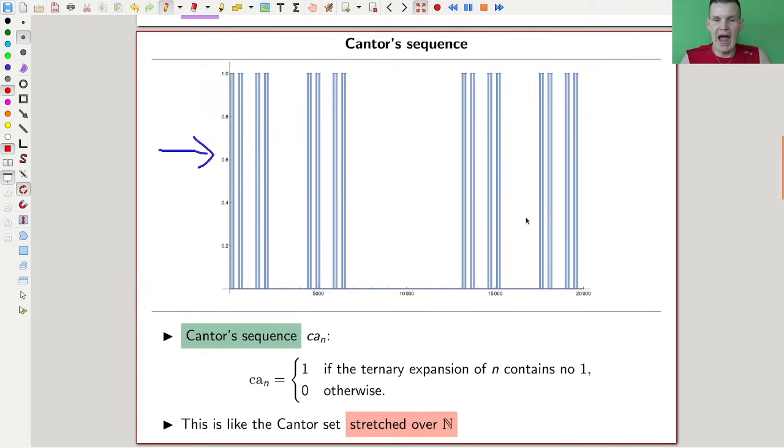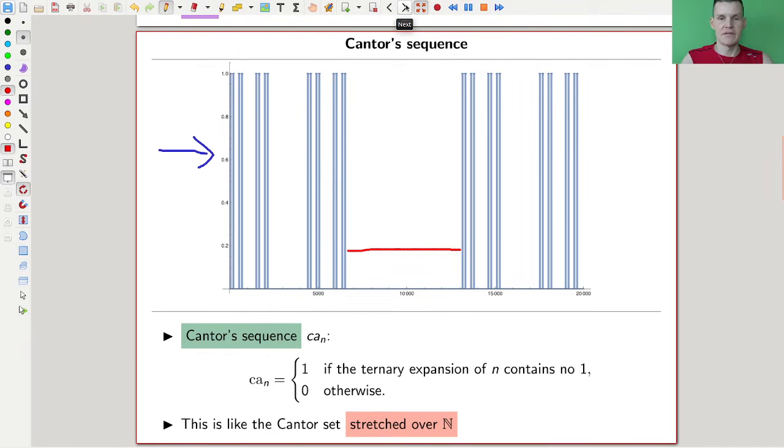Very simple definition, actually. And this is the sequence, and it goes 1, 0, 1, 0, 0, 0, 1, 0, 1, and so on. It stretches out like the Cantor set, so there will be long stretches with a lot of zeros, because there will be 1s in the ternary expansion. This is really just the Cantor set stretched over all of the natural numbers.